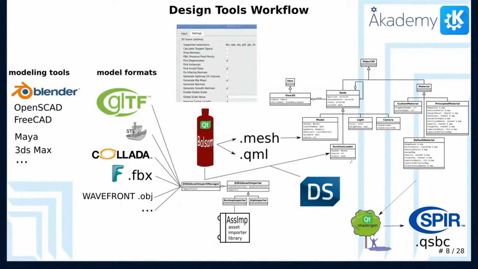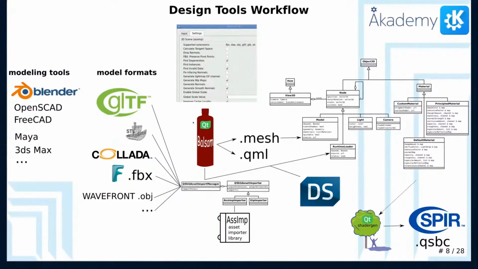So when it comes to importing these different kinds of assets into your scene, I showed you the Runtime Loader already, and there's also another choice, which is Balsam. That uses our asset import module, which consists of the asset import manager, and then there's a virtual base class for the asset importers, and then we have two subclasses so far. One of them uses ASSIMP, which is a third-party asset importer library. Qt 3D Studio is obsolete, but if you've been using it so far to create models, then you'll be able to import them with this UIP importer.